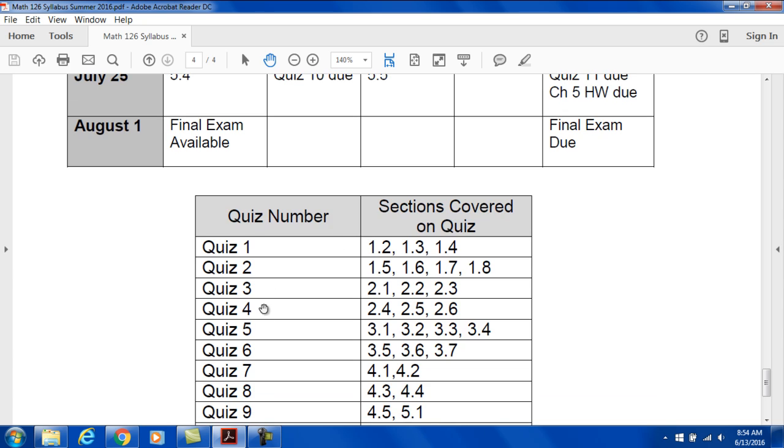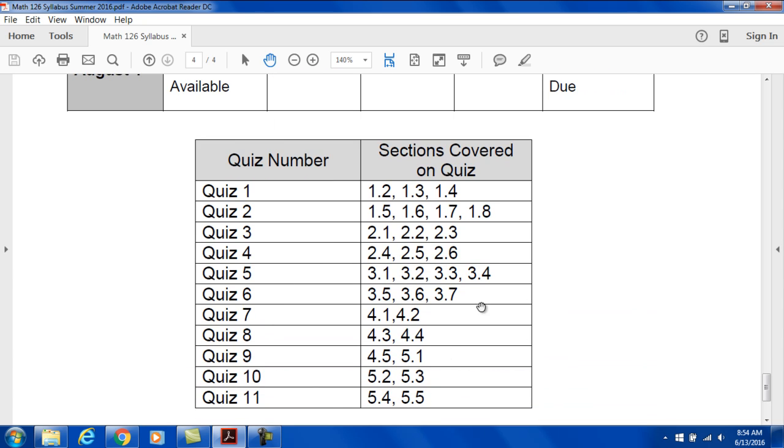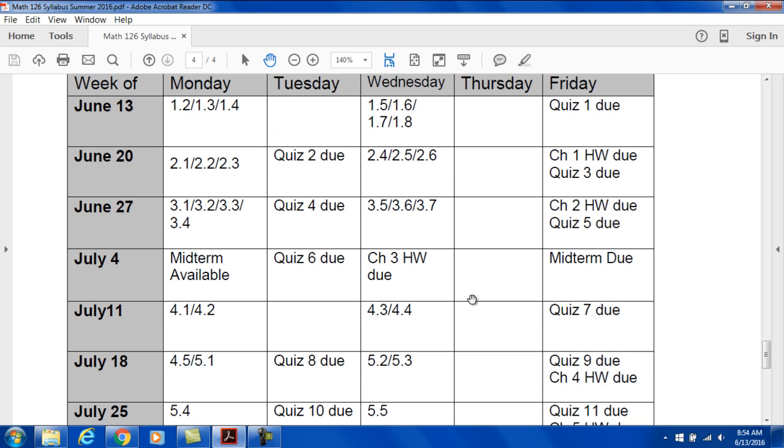So here are the quizzes and what they cover. And you can see when the quizzes are due in this calendar.